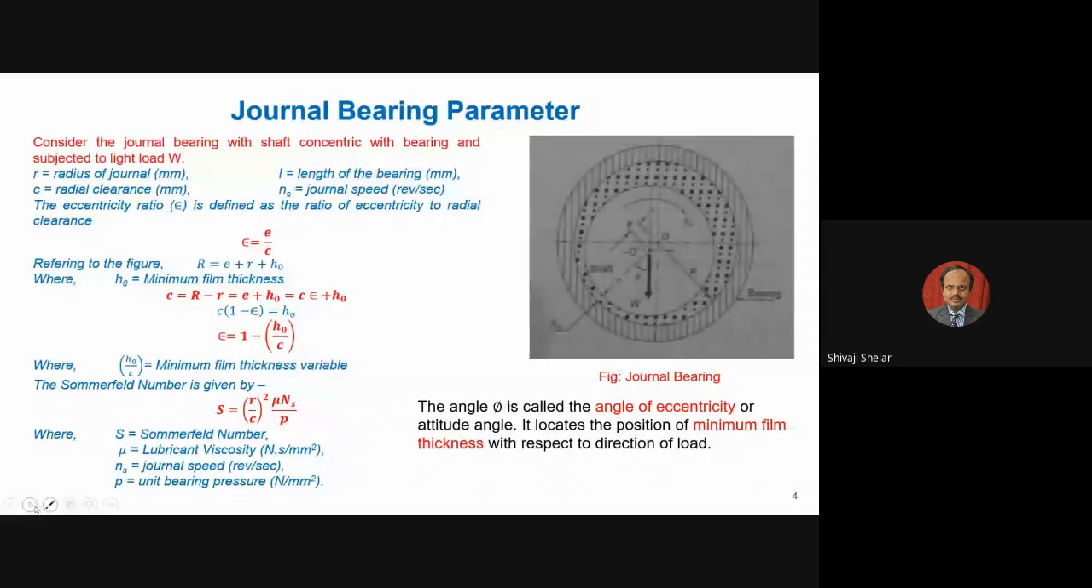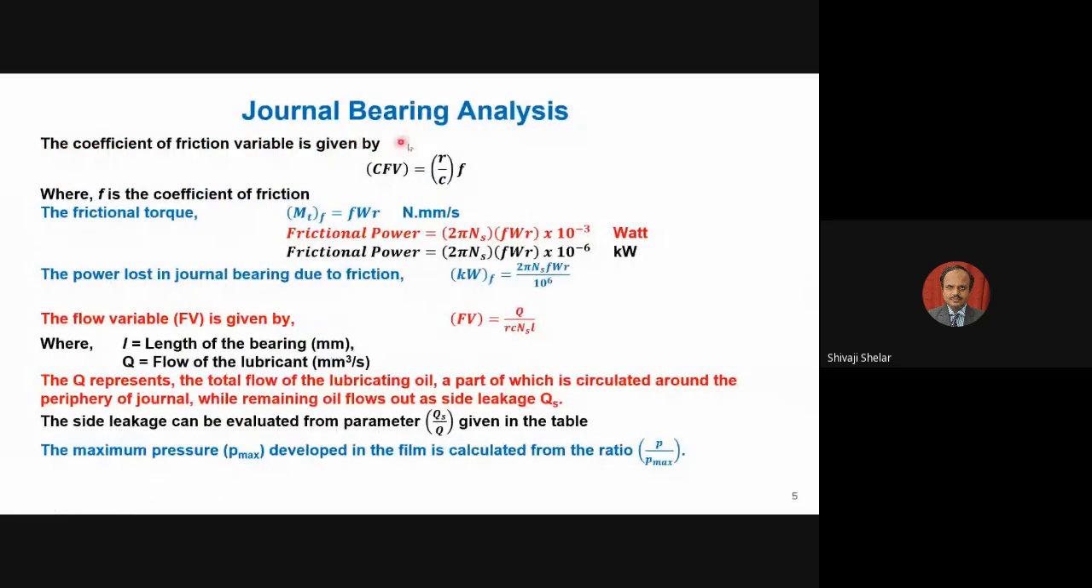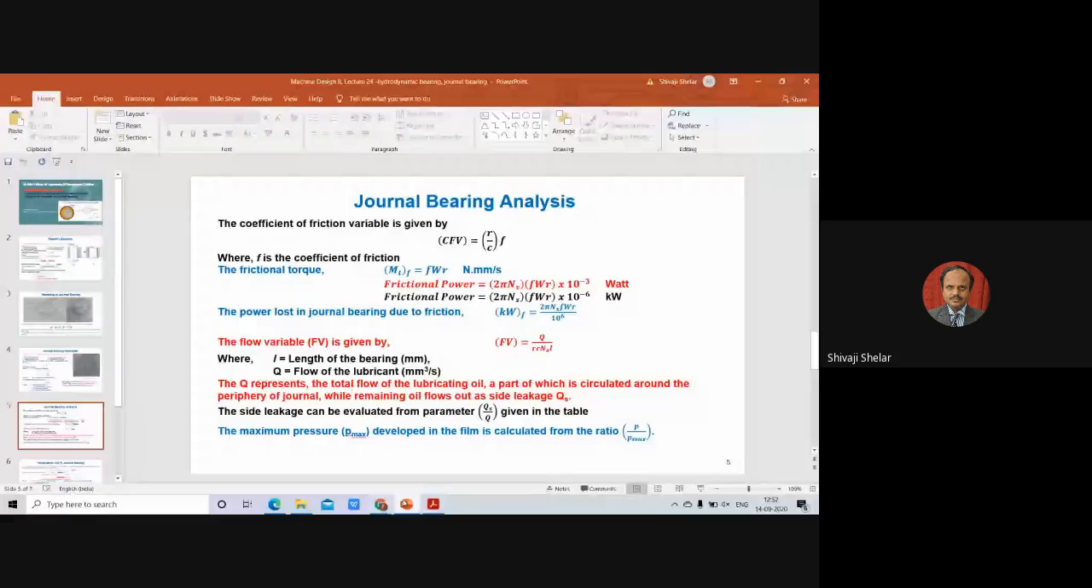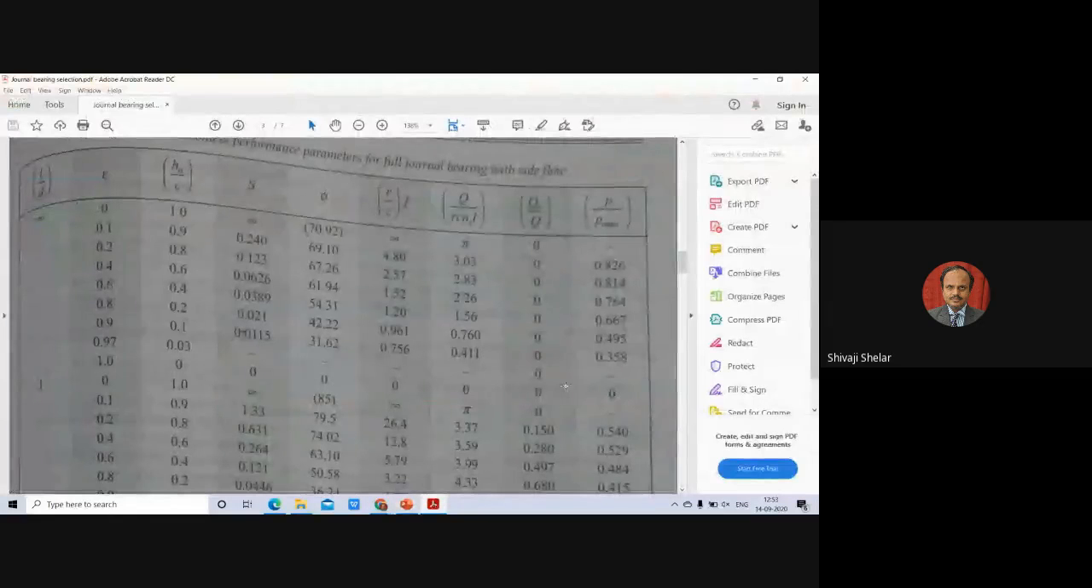you will have a large number of parameters which are called dimensionless parameters, and these are in tables. I am showing for your understanding purpose. There are a number of tables. I am showing one such table here. Can you see this table? Okay, so this is a table.